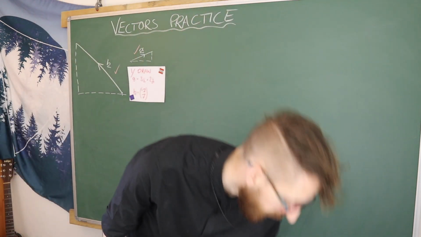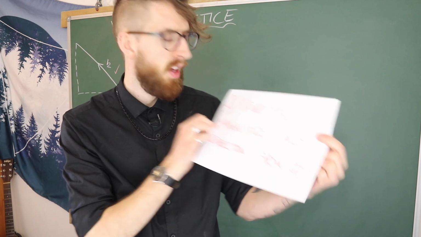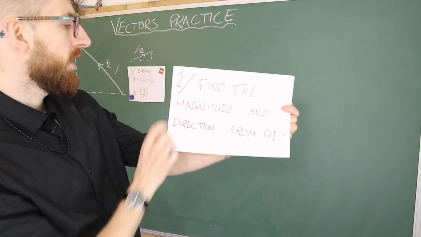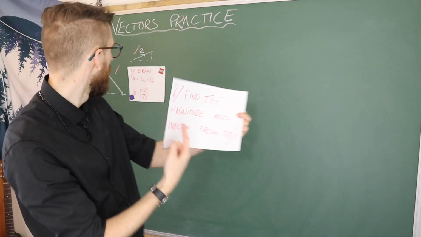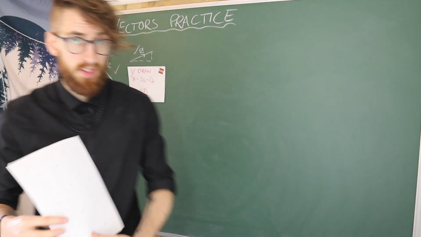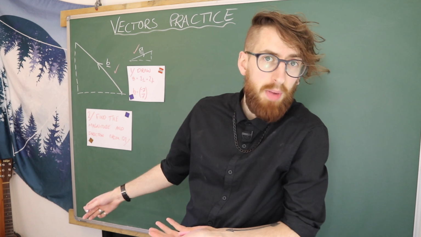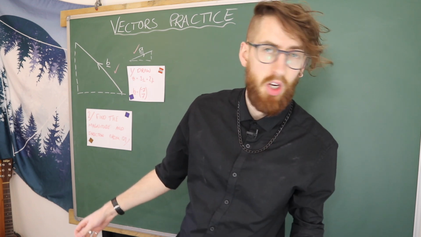Let's move on to question 2. So the red ones are quite simple ones in this video. This one is find the magnitude and direction from question 1. We have to find the magnitude and direction of them. Let's get it stuck on. So to find the magnitude, what we need to do is do Pythagoras. So we're going to do Pythagoras of both. Let's start by looking at A.